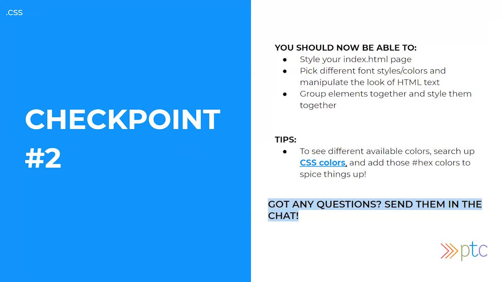So a quick tip is to see different available colors that you are able to apply in your CSS file. You can search up CSS colors, and like I said before, there's a whole bunch of different colors, any color that you can really imagine, and they might be in hex, which is that weird hashtag and then letter number combo. And you can use those instead of the blue or the red keywords to color your text or anything else you might want to color.